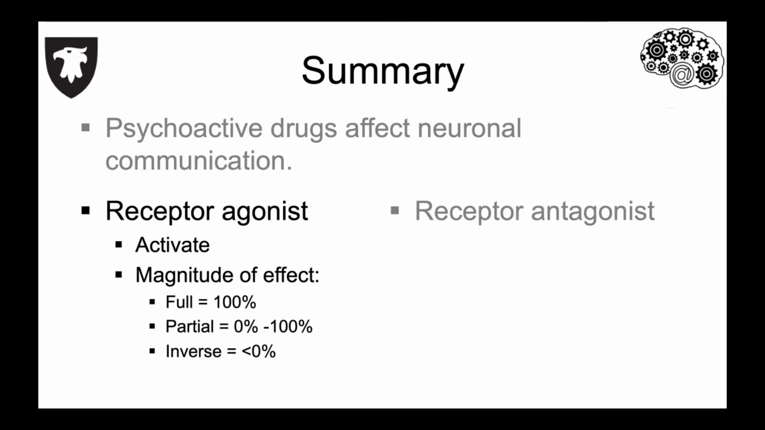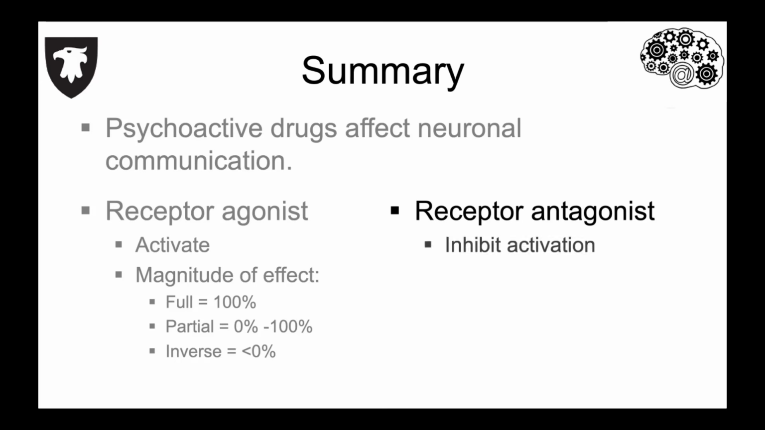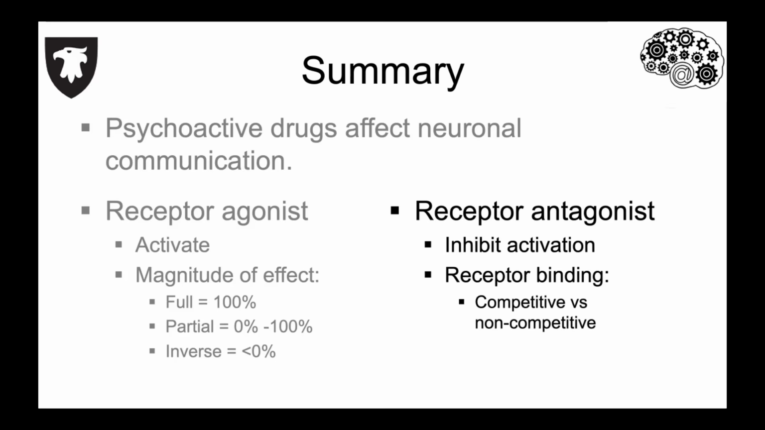Finally, inverse agonists cause opposite receptor activity relative to the neurotransmitter. For example, if a receptor is normally excitatory, then an inverse agonist will cause an inhibitory response. Receptor antagonists, on the other hand, inhibit activation of receptors. Antagonists are grouped based on receptor binding. Binding can either be competitive or non-competitive.